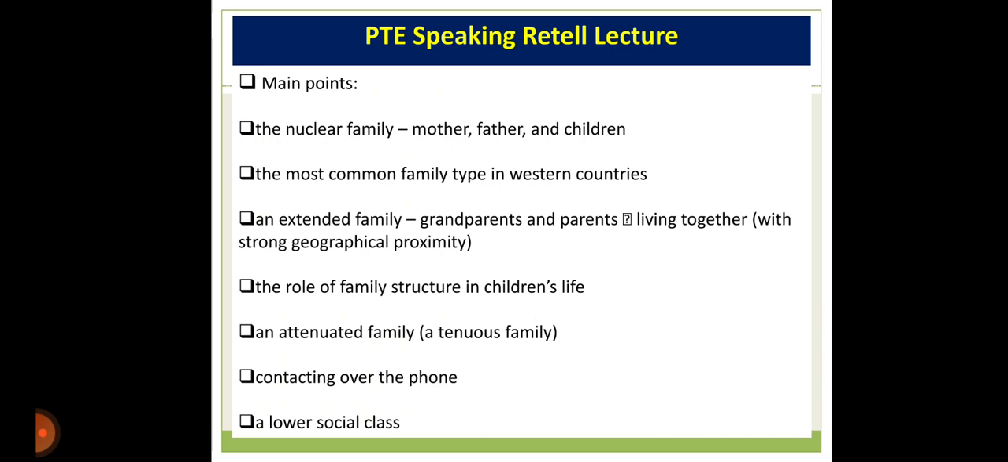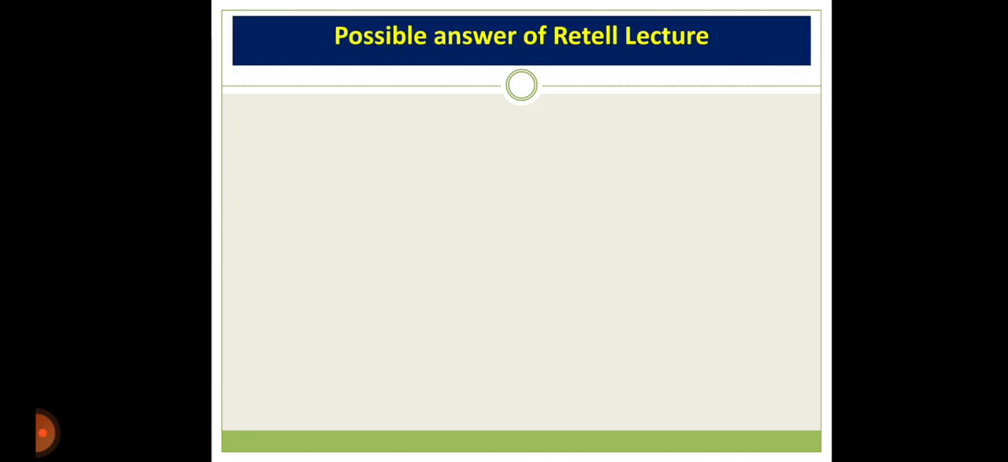So the main points here are the nuclear family, mother, father, and children, the most common family type in Western countries, an extended family, grandparents and parents living together with strong geographical proximity, the role of family structure in children's life, an attenuated family, contacting over the phone, and a lower social class. So these are the main points. Now we will see how to use them with a template to get more score.